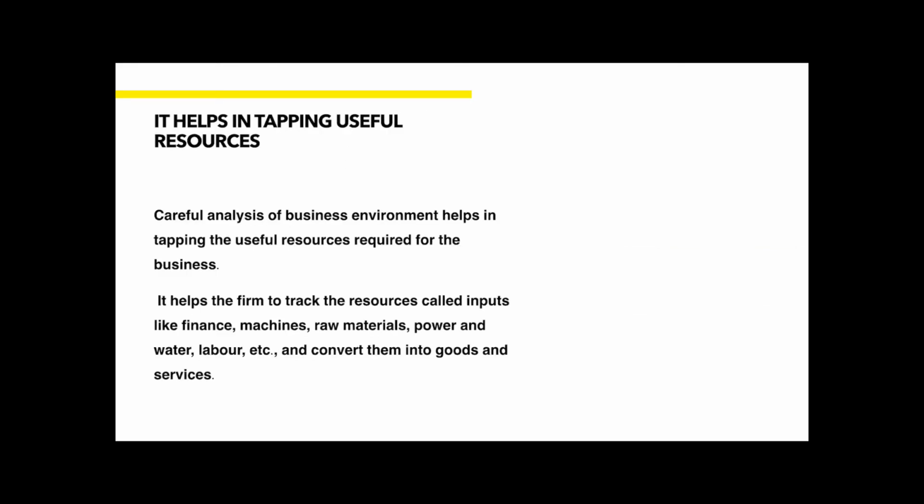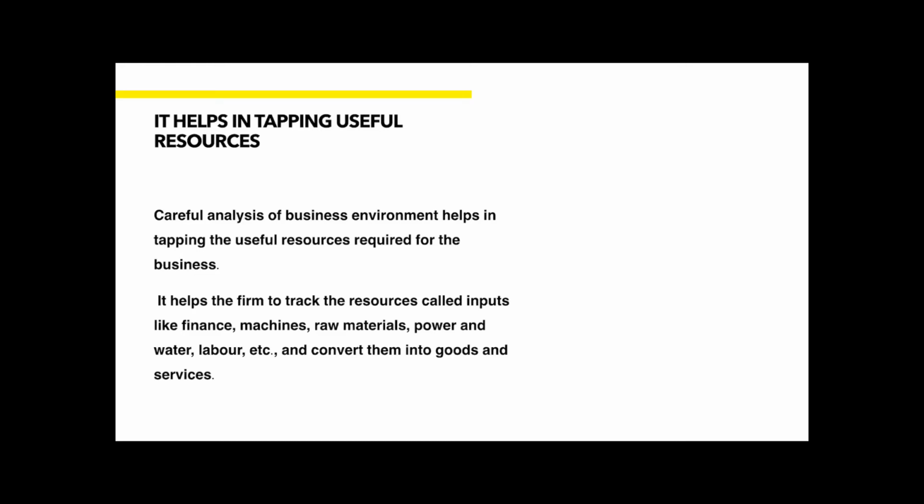It helps in tapping useful resources. Careful analysis of business helps in tapping the useful resources required for the business. It helps the firm to track the resources called inputs like finance, machines, raw materials, power and water, labor, etc. and convert them into goods and services.